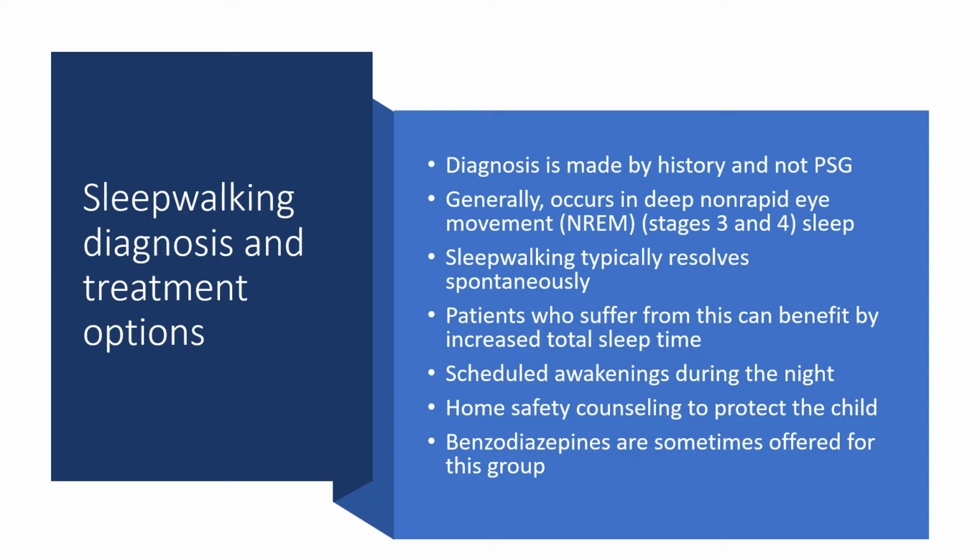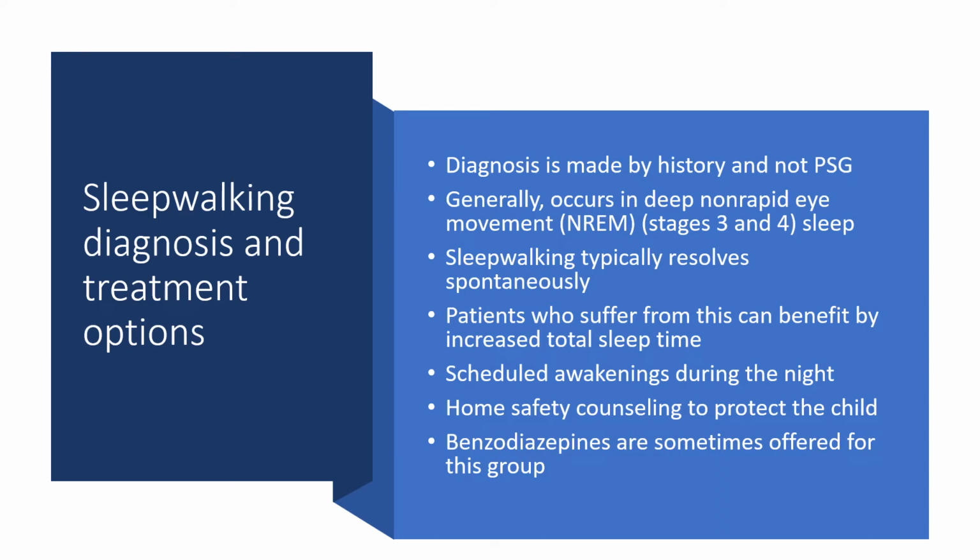Now, some of the treatment options you could do with the child is you could increase their total sleep time. As I mentioned before, sometimes kids who have fragmented sleep or are overly tired, that's when they get it. So they would benefit from a program that gives increased total sleep time. Sometimes you've got to do scheduled awakenings during the night. If things get really bad, you've got to wake them up so they don't go into this, and just let them go to sleep.